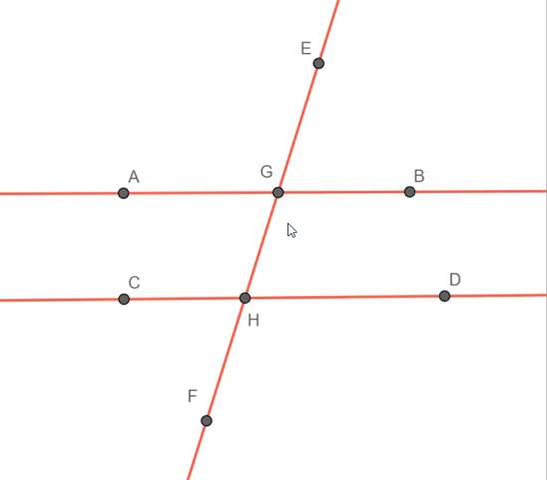So that is proposition 29. If the two lines are parallel, then alternate angles are equal, corresponding angles are equal, and the sum of these two internal angles on the same side is 180 degrees.